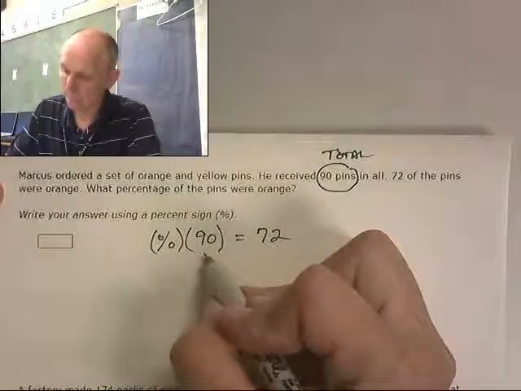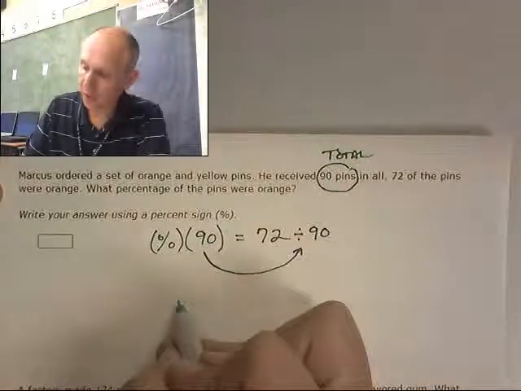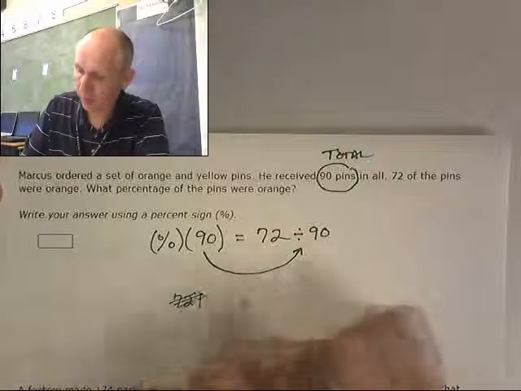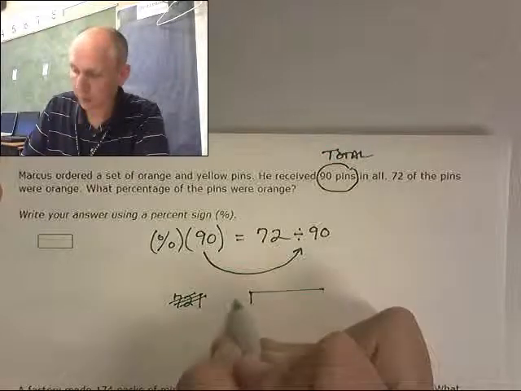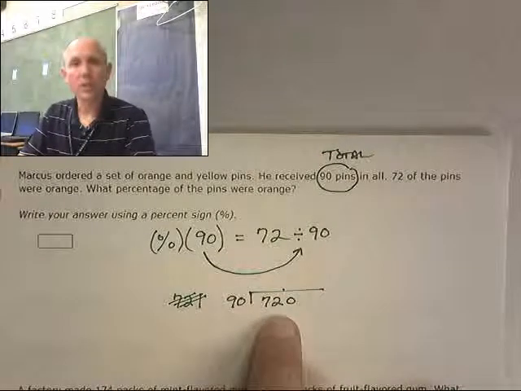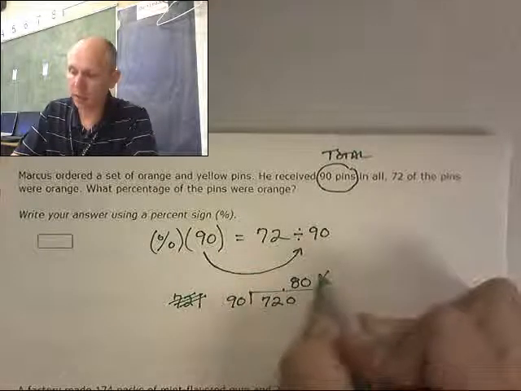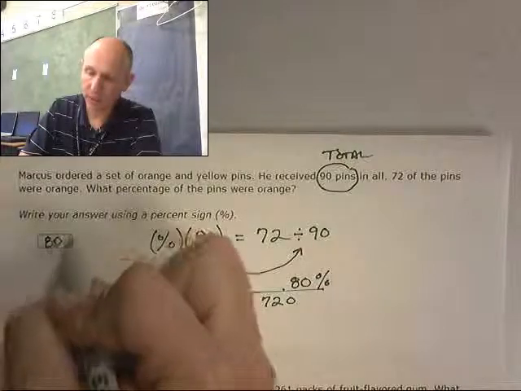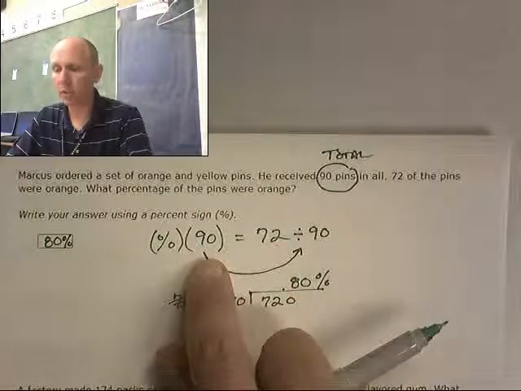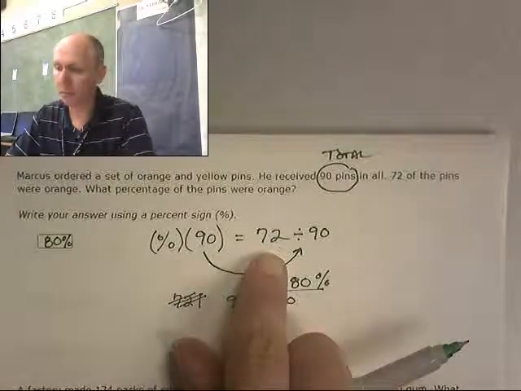All right, we're going to do a little division here. 72 divided by 90. I'm setting that up backwards. Let's try this again. 90 goes into 72 8 times, so I have 80%. Does that seem reasonable? 80% of 90 is 72. That seems reasonable. 80% is kind of a big number, close to 100, so a little bit less than 90. I like it.